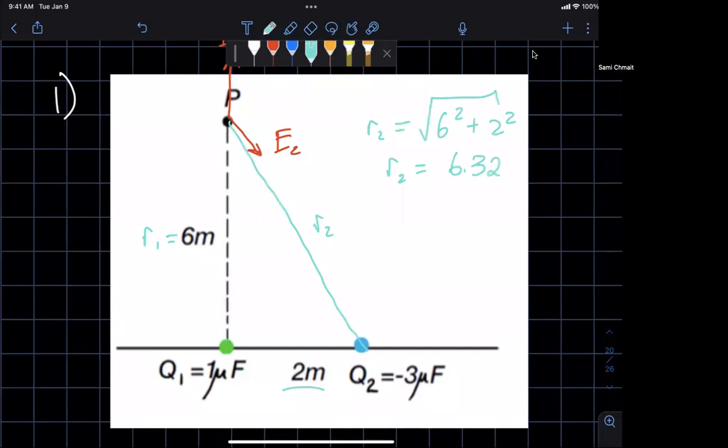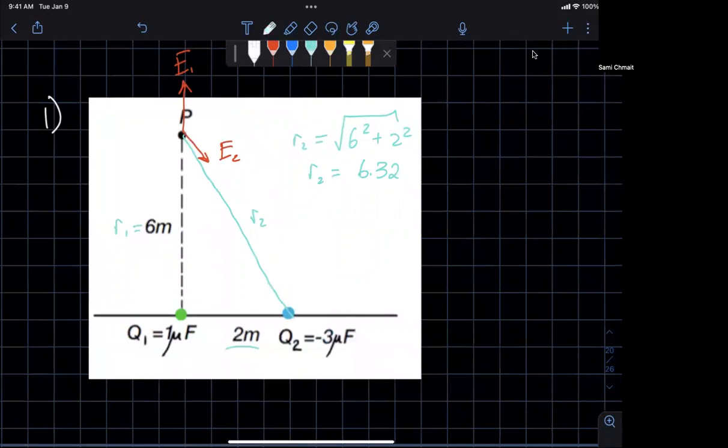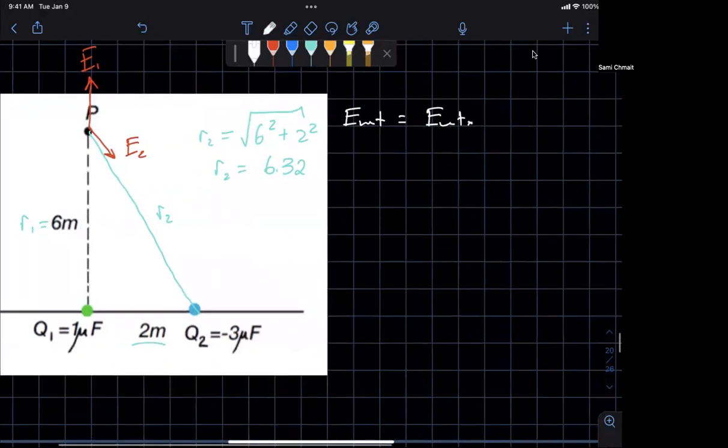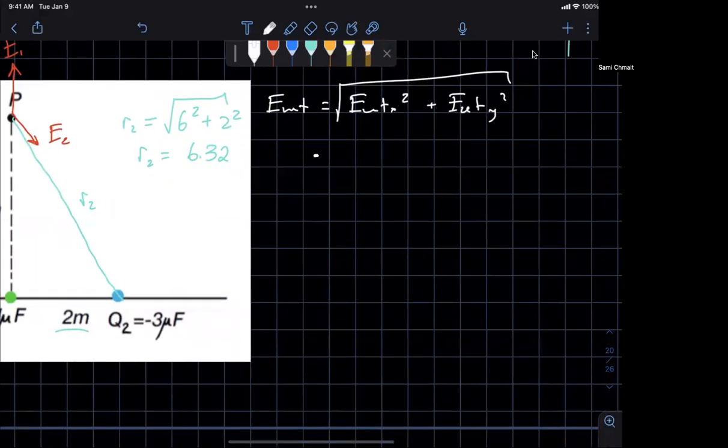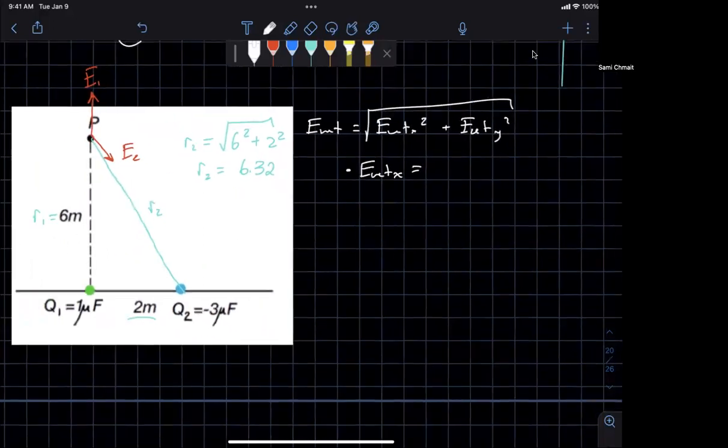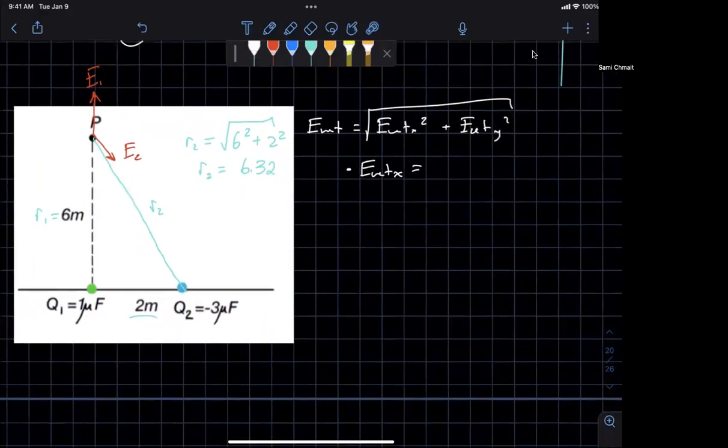So at this point, we have enough to solve for the E net. So let's start off by writing our primary equation. That's going to be E net is equal to the sum of the electric field in the x direction squared plus the sum of the electric field in the y direction squared, and we're going to square root that whole expression. We need to first find E net x, or whichever one you want, but I'm just going to find E net x first. We look at our field that's acting here, right?